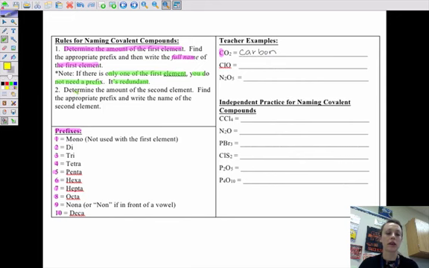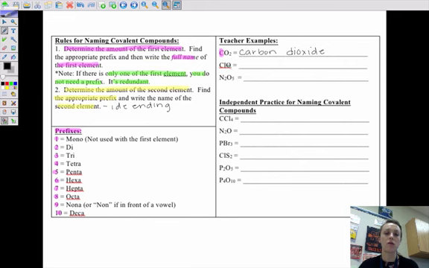The second rule says determine the amount of the second element, and then find the appropriate prefix, and then write the second element's name, and we forgot to mention, with an IDE ending. So I have O2, so I have 2 oxygens. If I look at my prefix chart, 2 is going to be di, so I'm going to start off with my prefix, and then oxygen with an IDE ending is oxide. So CO2 is carbon dioxide.